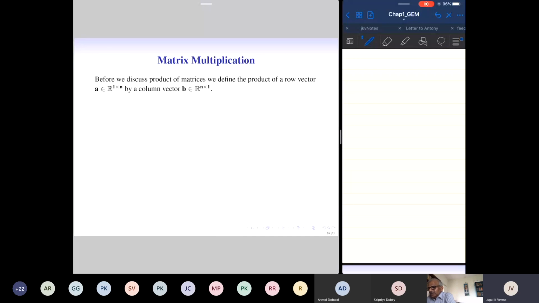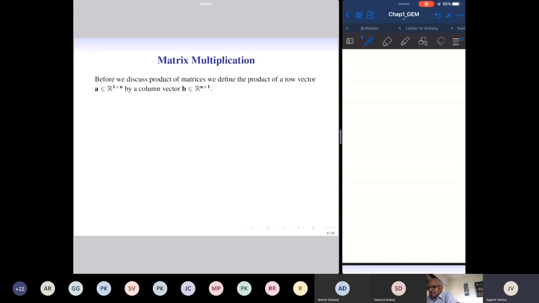Now we go to the next operation among matrices. This is the matrix multiplication. Right now it is not clear how we are coming up with this strange definition of matrix multiplication. But later on, when we study linear transformations, you will see that this definition is kind of forced on us.